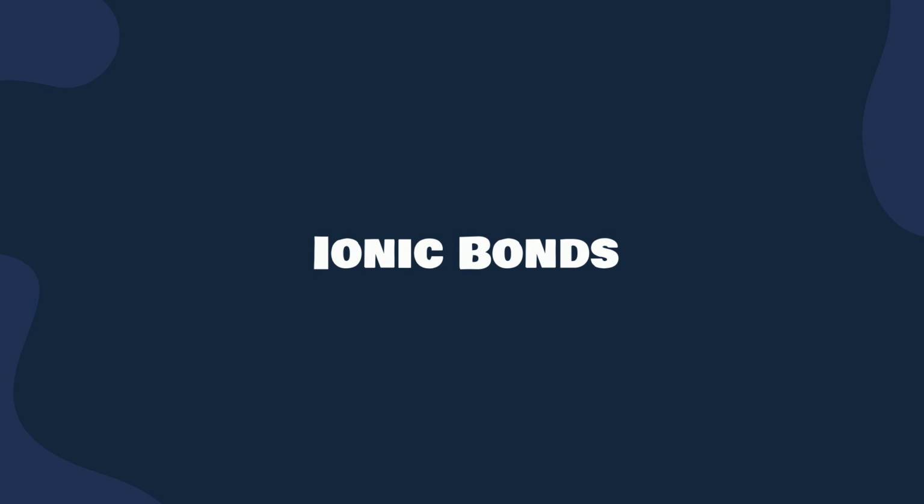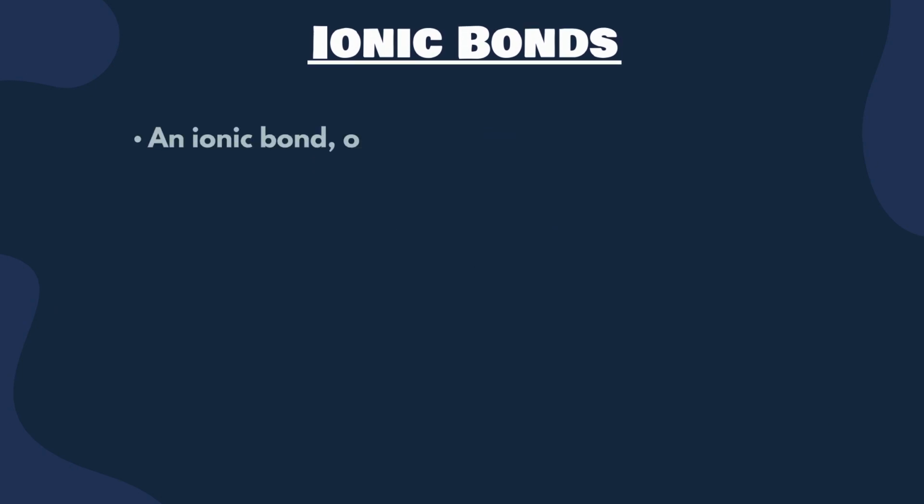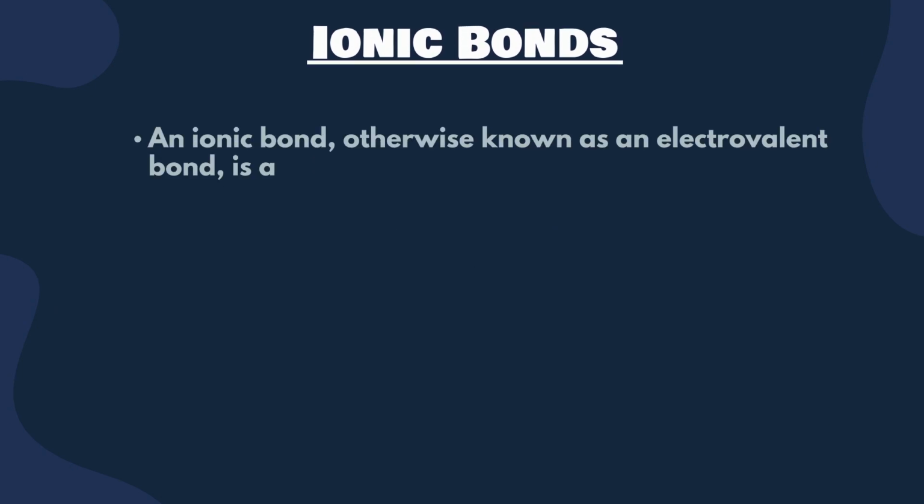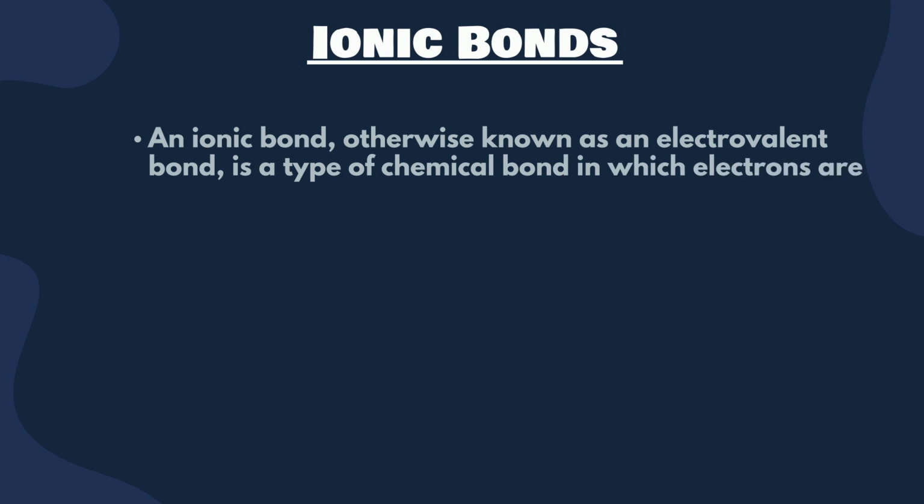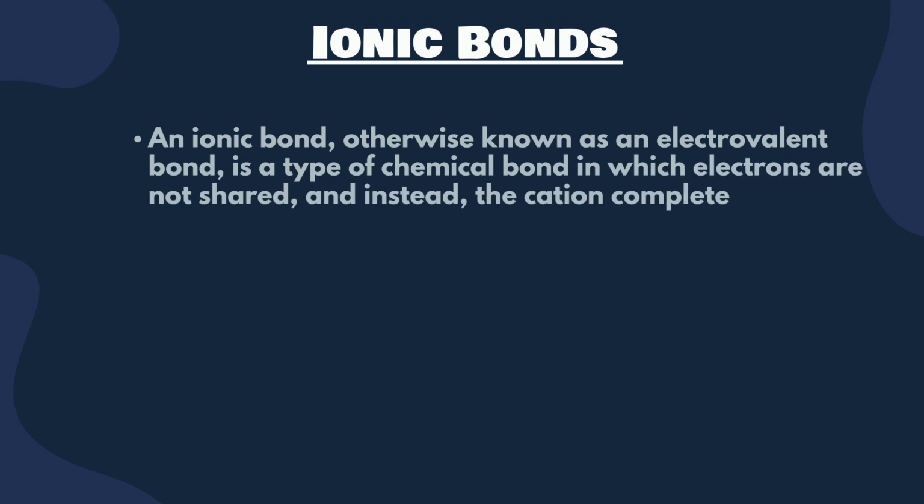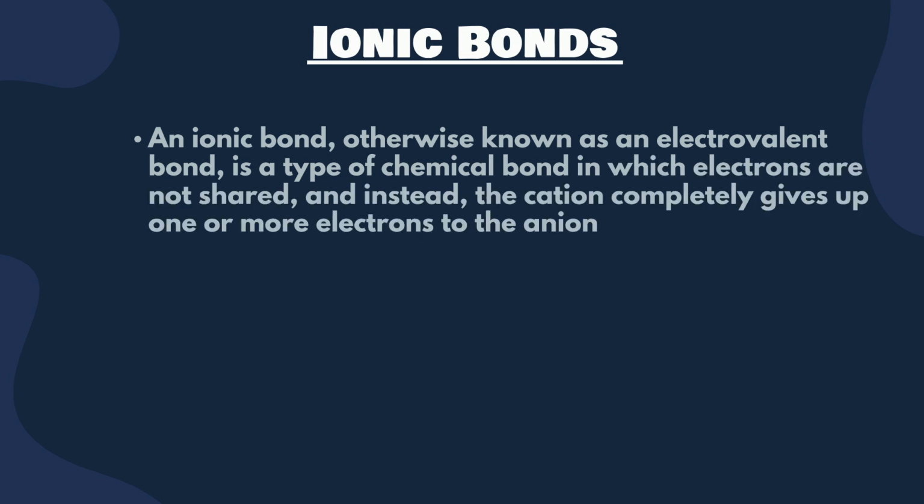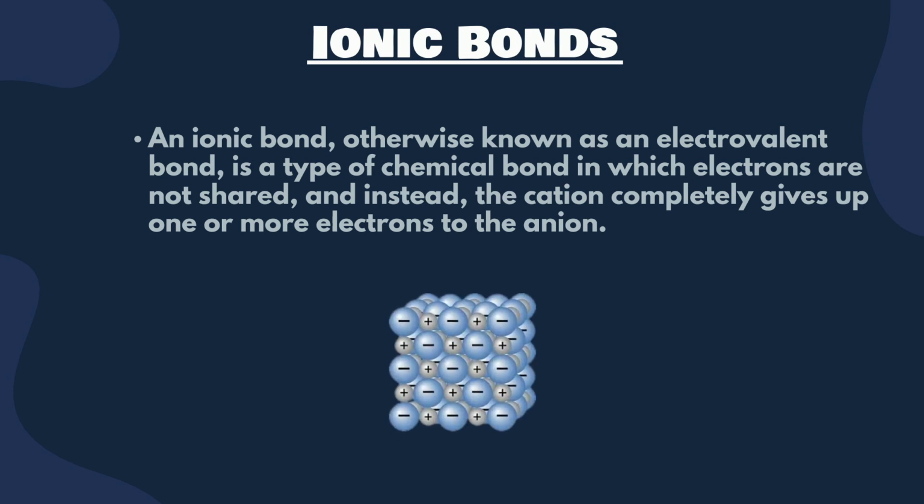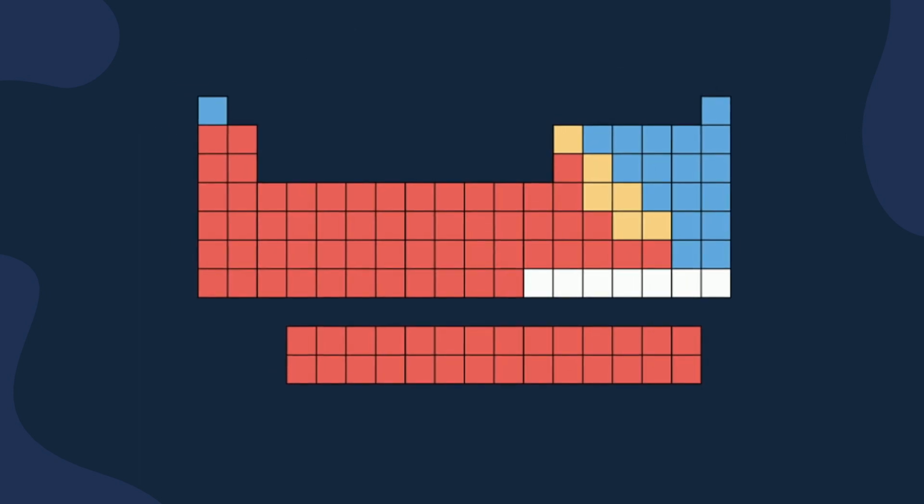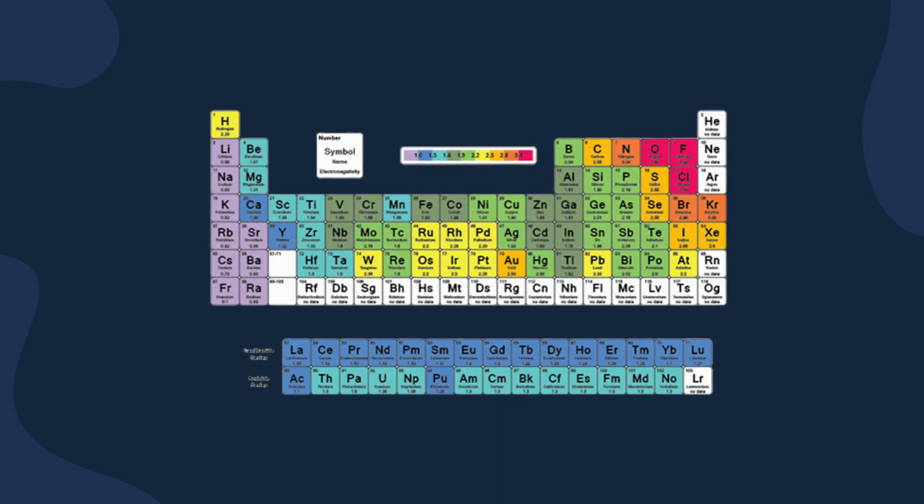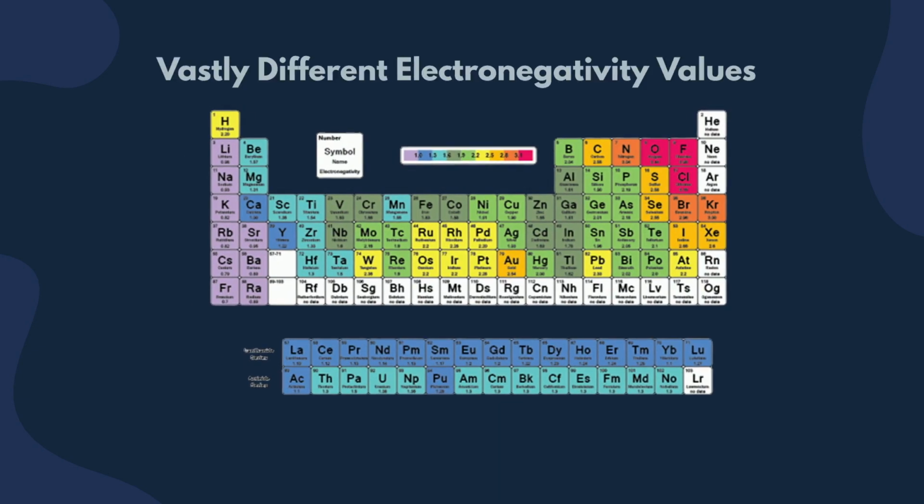Let's discuss ionic bonds first. An ionic bond, otherwise known as an electrovalent bond, is a type of chemical bond in which electrons are not shared and instead the cation completely gives up one or more electrons to the anion. As a result, this forms an ionic solid, which is held together by strong electrostatic attractions between the ions within a lattice structure. Ionic bonds often occur between metals and nonmetals, and the ions within them typically have vastly different electronegativity values.